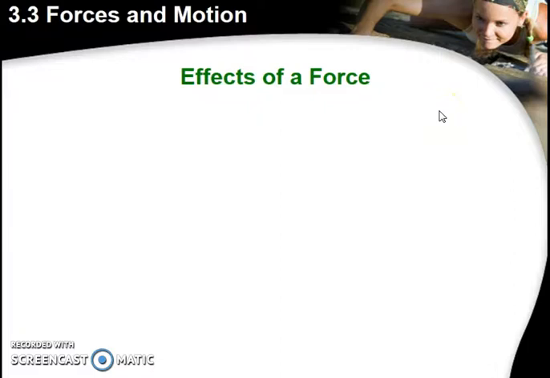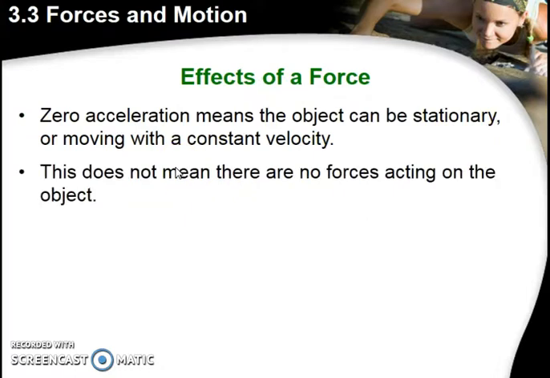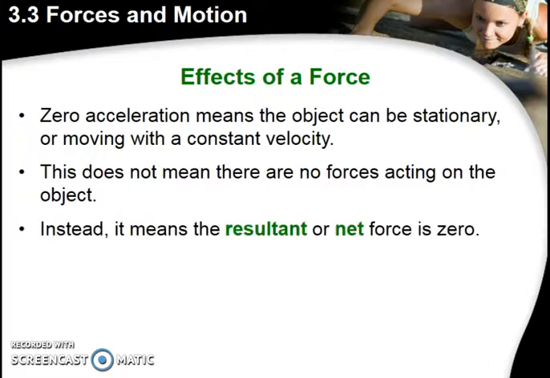So zero acceleration means constant velocity, and constant velocity can have two cases. It can mean the object is not moving, where the constant velocity is zero, or it is moving at a constant velocity of any number. Does this mean that there are no forces? No, it doesn't. It only means that the resultant force is zero.